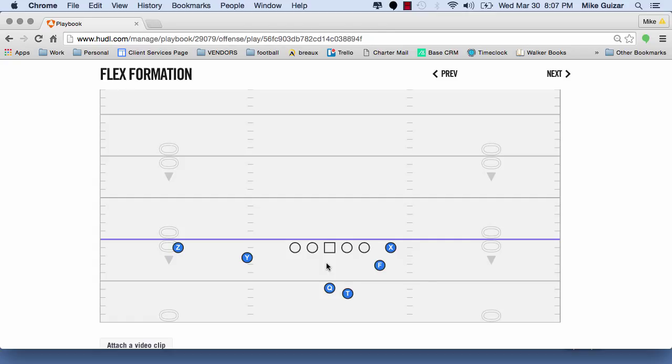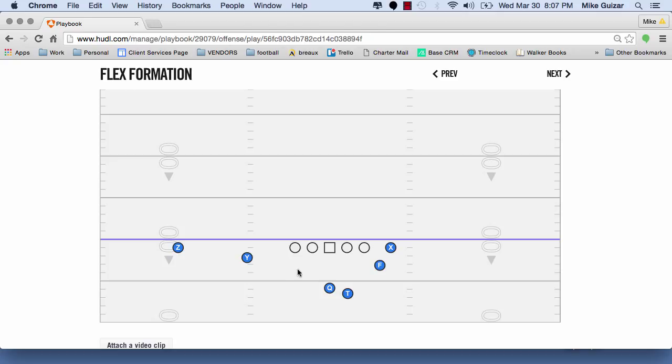If I call flex right, the called side always speaks to the F and the X. So in flex right, the called side is right. So F and X know that we are F and we are X on the right side. Y and Z are always opposite the call in flex. So flex right, Y and Z are slot and wide receiver left. Flex left, Y and Z are always slot and wide receiver right.